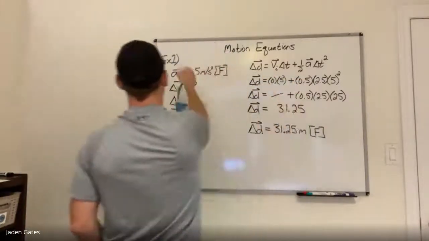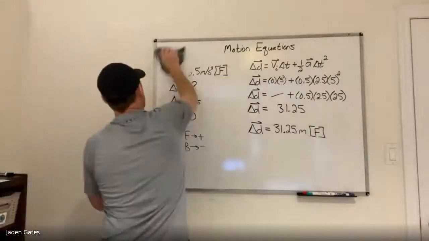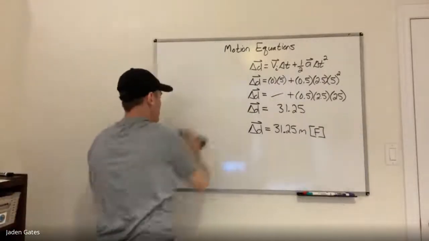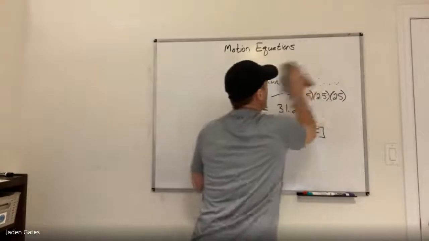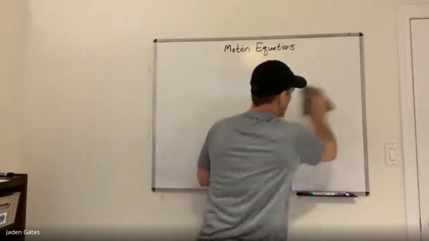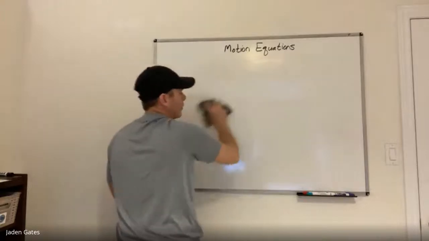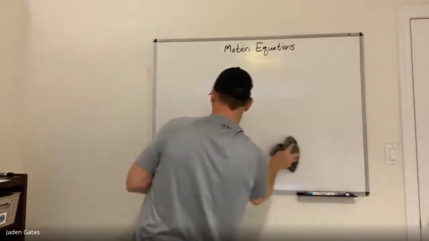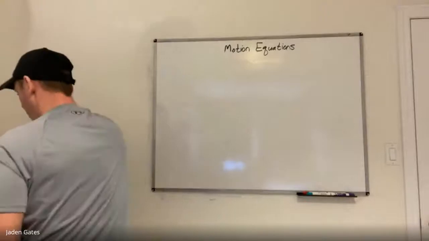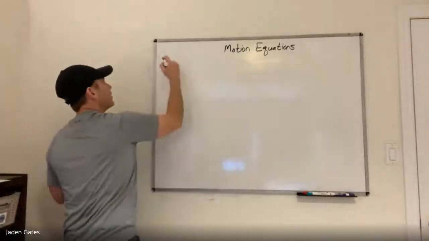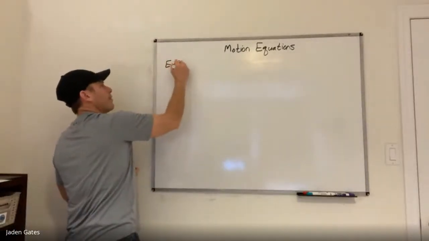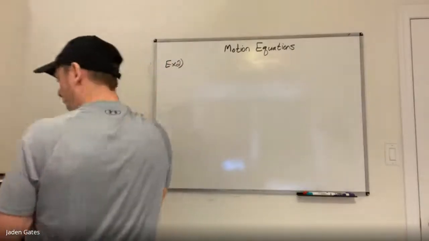All right, so example 2. Let's see here. So again, I'm going to follow the same steps. I'm going to write out the information I've got, figure out what equation I got to use, and then substitute in accounting for the sign. So there's our 3 steps. All right, so example 2, getting our information here. All right, so what do we got now?